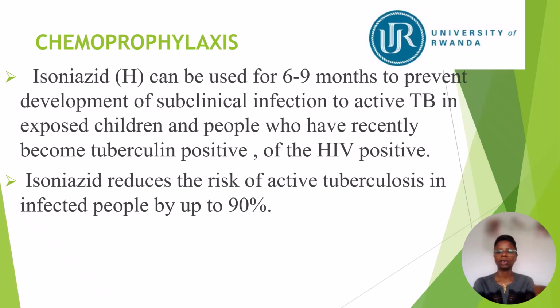It is usually done in children and other people who have recently become tuberculosis positive and in HIV positive people who have been exposed to a person with TB disease. Isoniazid has shown an effective impact in reducing the risk of active tuberculosis, where people who are infected with TB and take isoniazid as chemoprophylaxis would be protected from getting active TB at 90%.